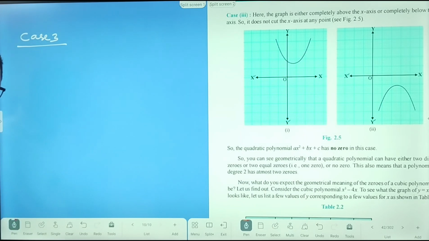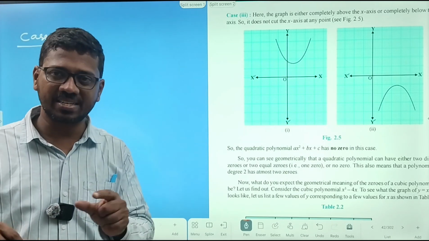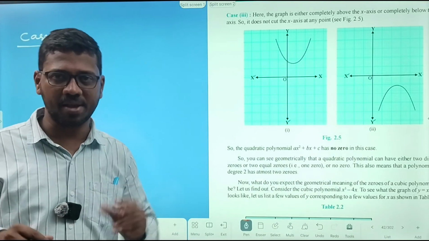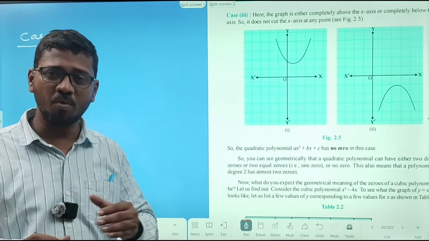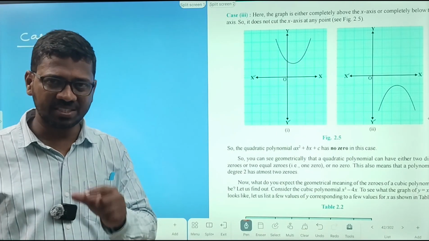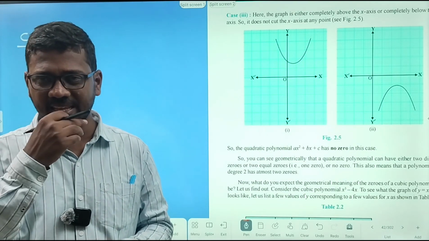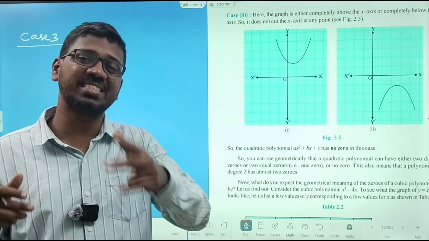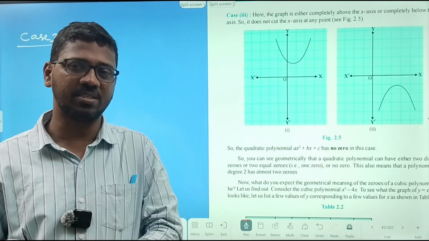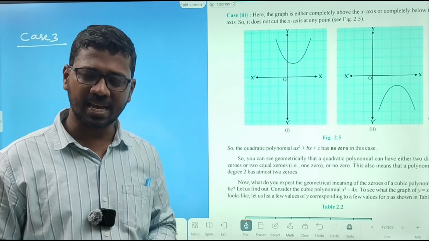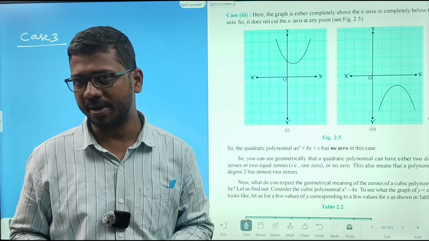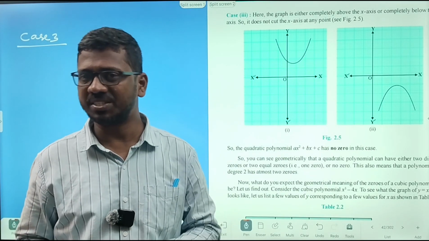Actually in case 1, case 2: case 1 means 2 zeros. 2 zeros means the polynomial cuts the x-axis at 2 different points. Case 2 means only 1 zero. It means the polynomial geometrically touches, not cuts, the x-axis. Cuts is different from touches. Touches the x-axis at only one point. Then it will have only 1 zero.